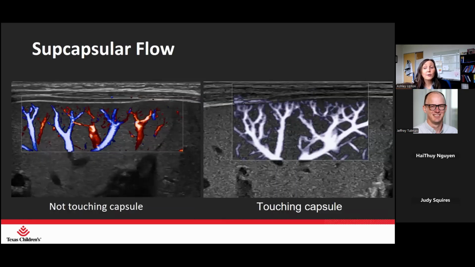And then the last finding you can see as a secondary sign of portal hypertension is hepatic subcapsular flow. This you'll need a linear probe for. The image on the left shows hepatic flow not touching the liver capsule in a patient without portal hypertension. The image on the right shows flow touching the capsule, which can be seen in patients with portal hypertension. The thought is that the portal flow slows down, the hepatic arterial flow increases. And so this increase of arterial flow can be seen extending and touching the liver capsule.